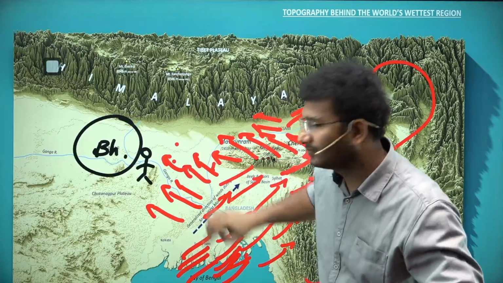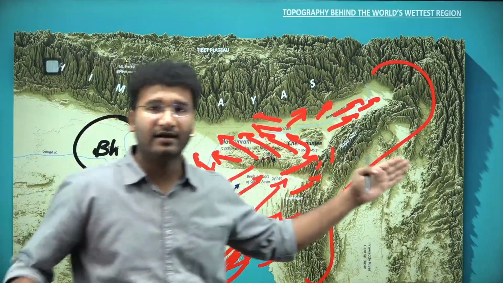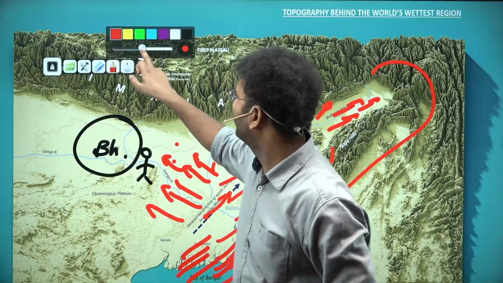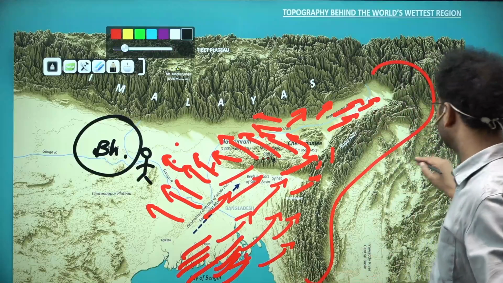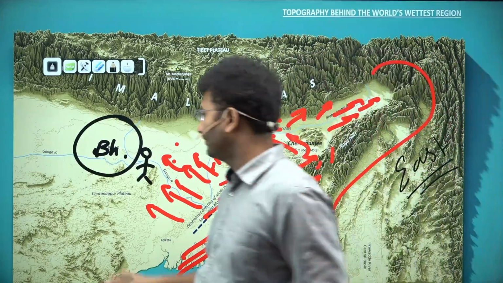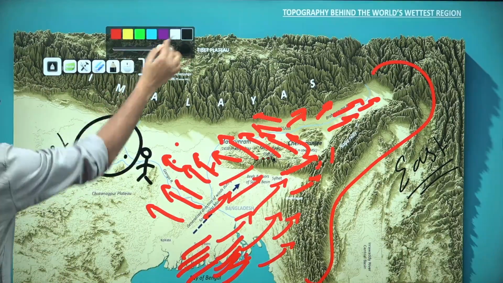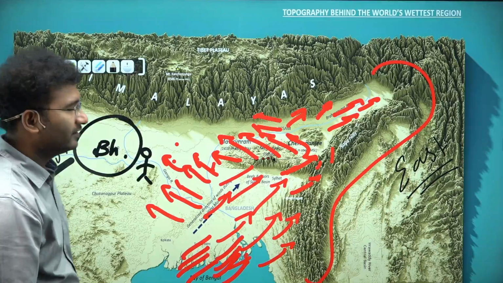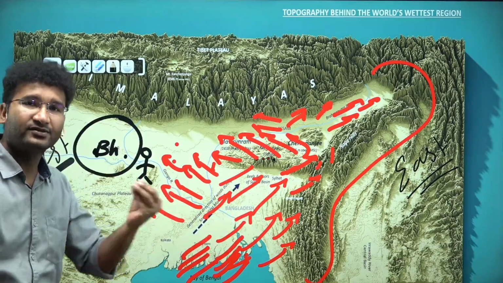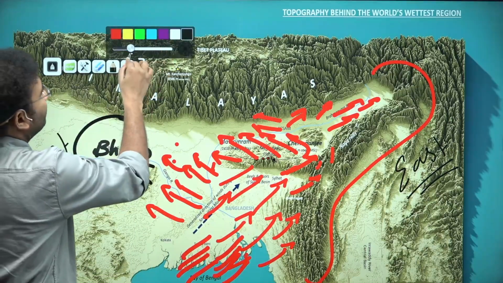So for him, look at this person. Are these winds coming from the eastern side or from the western side? Look, this is your east and this is your west. So for him, this particular wind seems to be coming from the eastern side. So that is why this wind is called Purviya.